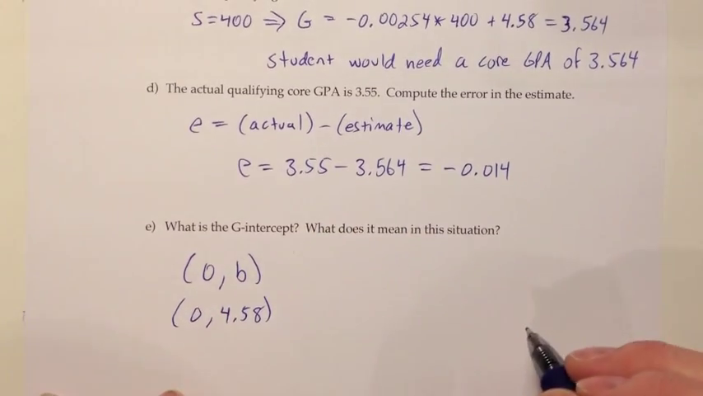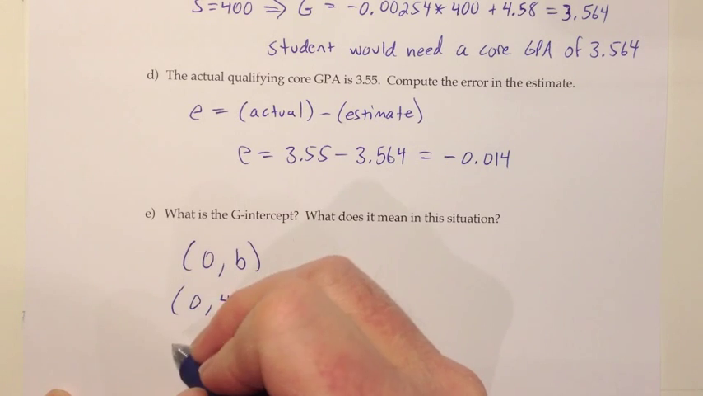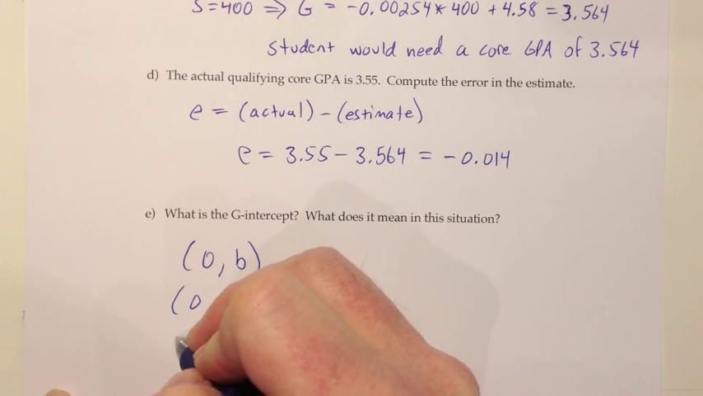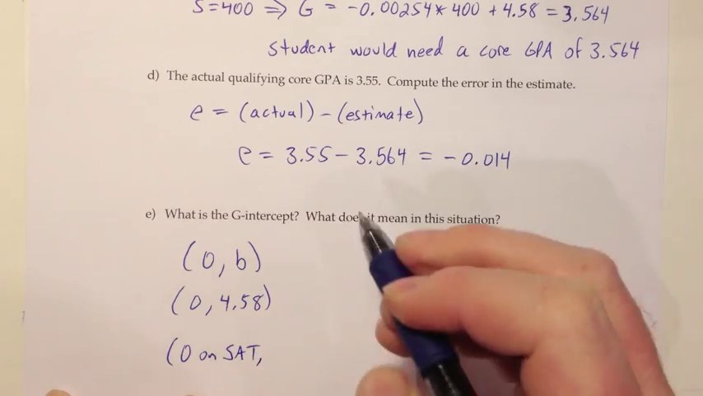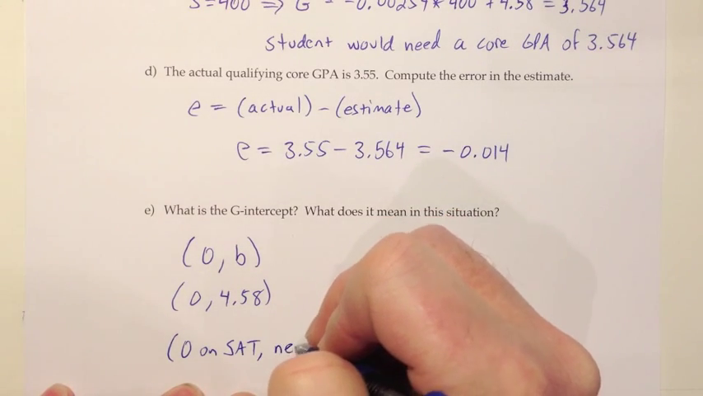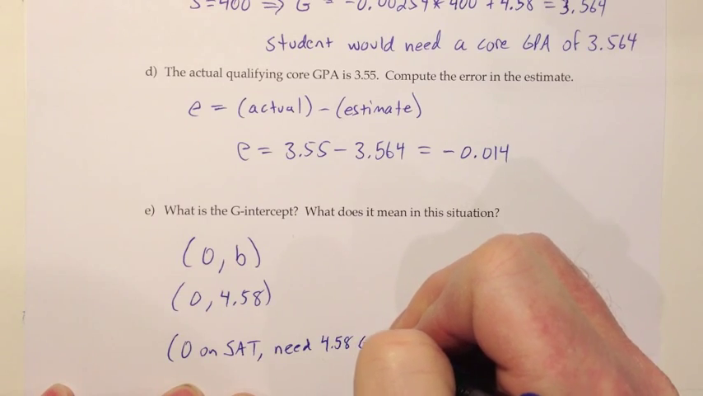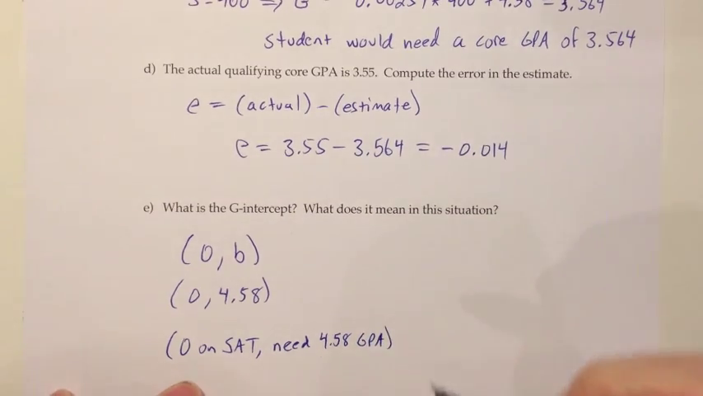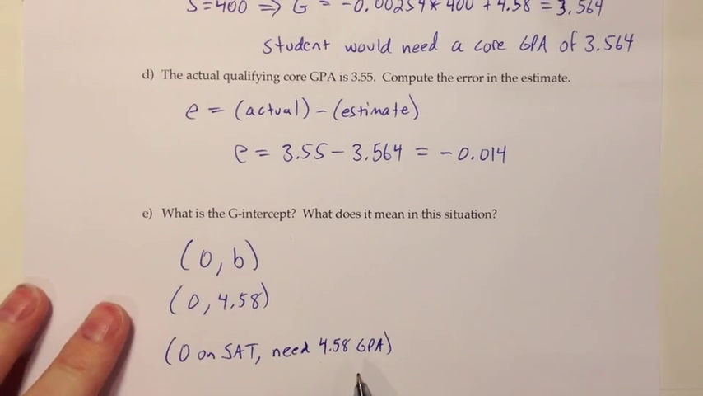When you go to think about what it means, I always like to put units on it. So the 0 would be the SAT score, so 0 on the SAT, and then the output would be a GPA. So you need a 4.58 GPA. One temptation would be to say if you took the SAT test and you scored a 0 on it, then you'd need a GPA of 4.58 to play college athletics.